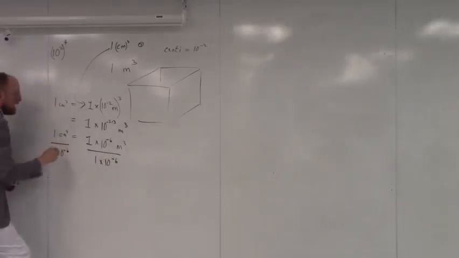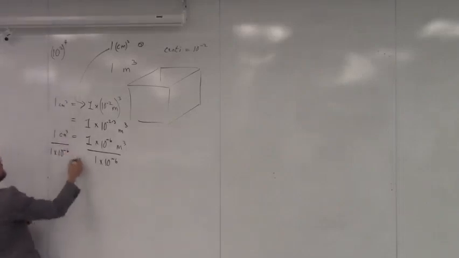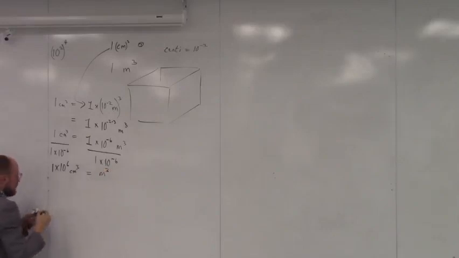When I divide by a negative exponent, what happens? It comes up to the top and becomes a positive exponent. Right? It's the same thing as division is the opposite of multiplication. Addition is the opposite of subtraction. It's the same idea. So if I bring this back up, it becomes 1 times 10 to the 6 cubic centimeters is equal to a cubic meter. So whoever said 1 million cubic centimeters was correct.